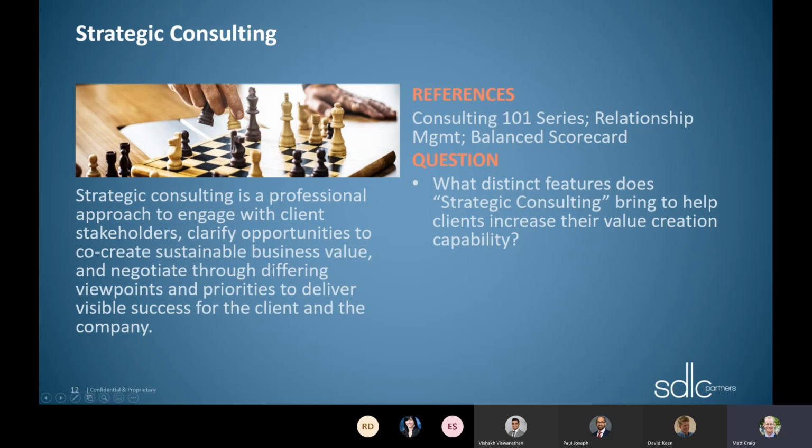Okay, so final thing, and then we will wrap and close. So see if I can get in front of V this time. What do you think? Strategic consulting, it's a pretty big open field. So what do you see as some distinct characteristics?